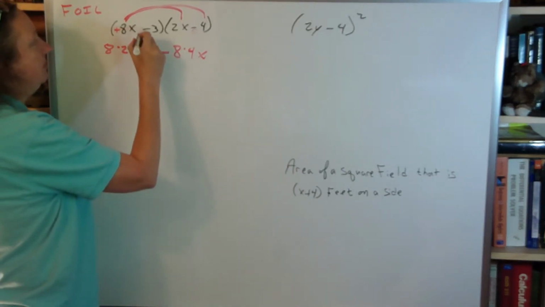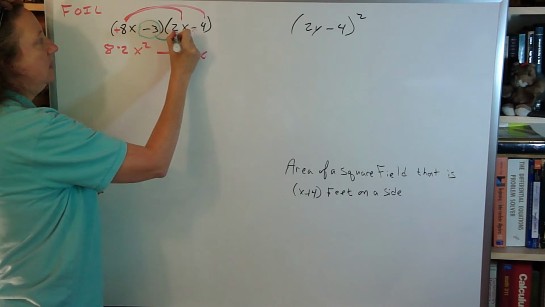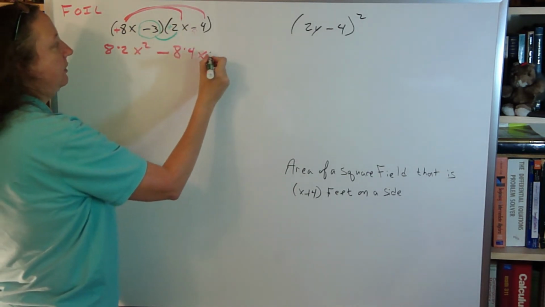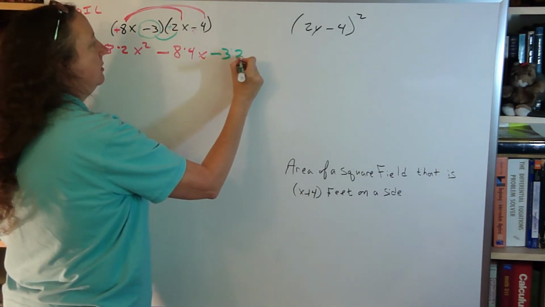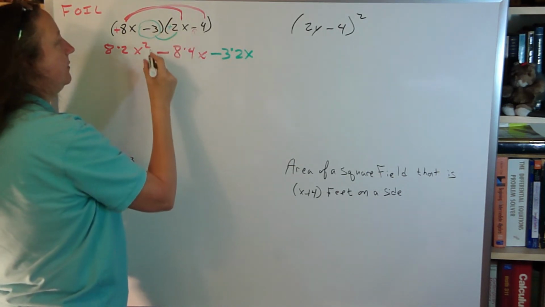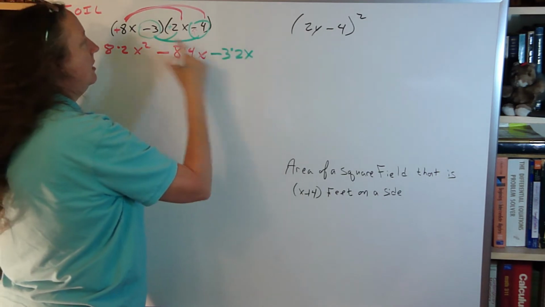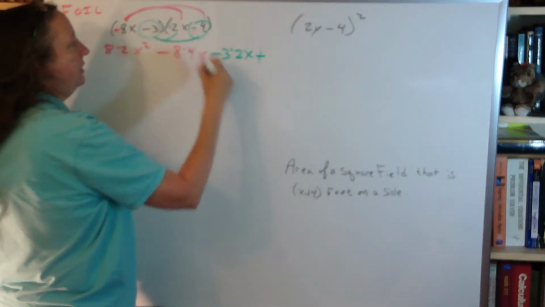Taking the second term, take the minus with the 3, times the 2x. So we have a minus times a plus, gives us minus 3 times 2, and that has an x with it. Minus 3 times minus 4, minus times minus is plus, and then 3 times 4.